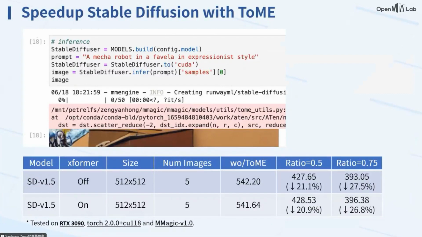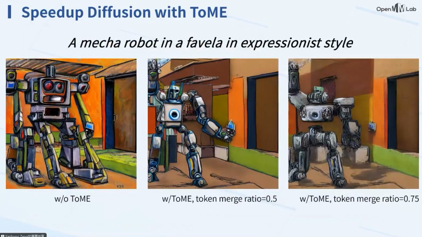And here is the result compared with ours, with about a 50% ratio of merging. We can greatly reduce the inference time. And here is the quality at different merging ratios. With a 50% merge ratio, I think the result is comparable with the original one.